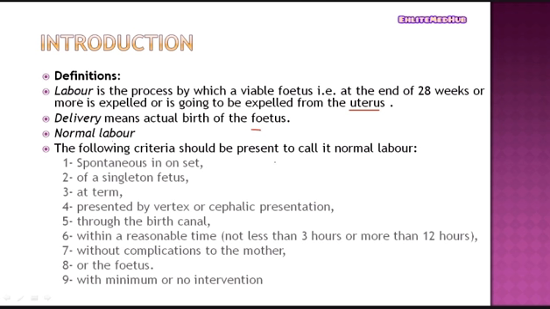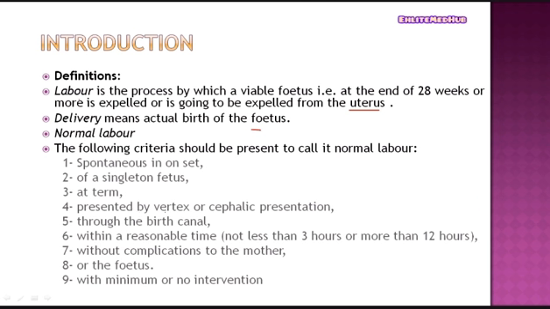The following criteria should be present to call it normal labor. First, it should be spontaneous in onset. It should not be induced by any known means, chemical, mechanical, or by the use of drugs. Secondly, it should be of a singleton fetus. So a labor can only be considered to be normal if the woman is carrying only one fetus. Third, it should be at term, that's 37 to 42 weeks gestational age.